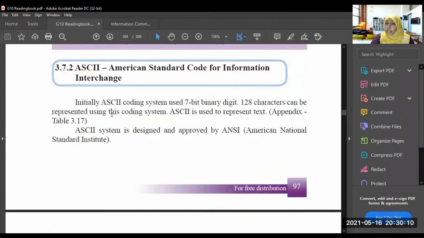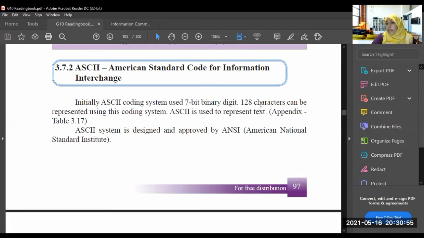ASCII is the American Standard Code for Information Interchange. So BCD they used to represent the decimal numbers. There are 16 characters, as they told you, used to represent the decimal numbers. What is the ASCII coding system used for? Initially, the ASCII coding system used a 7-bit binary digit. BCD used a 4-bit binary digit. ASCII used a 7-bit binary digit. You should remember it.